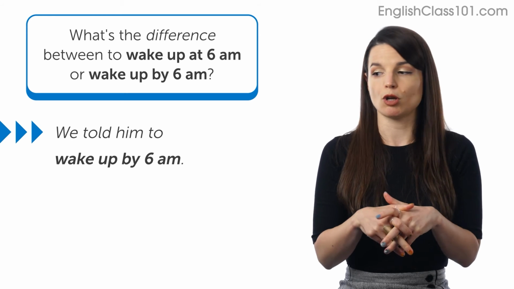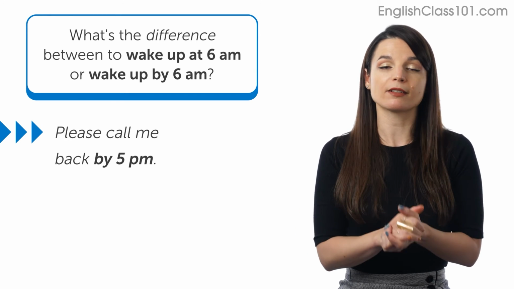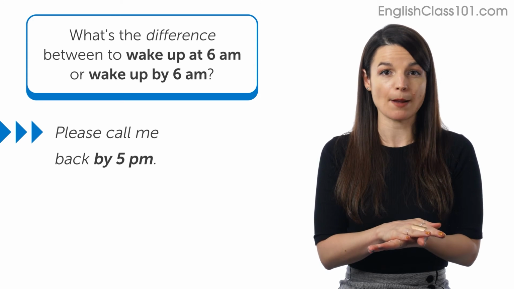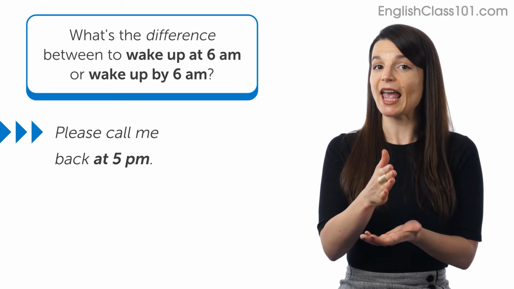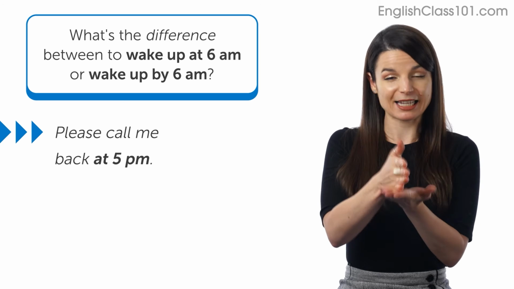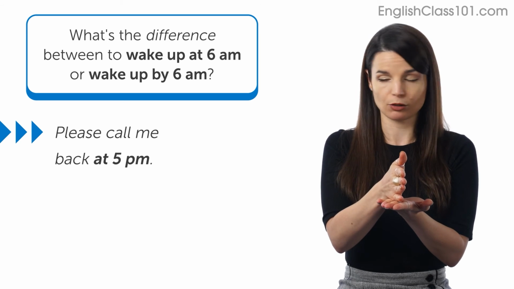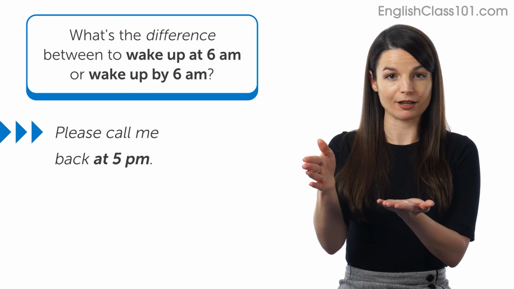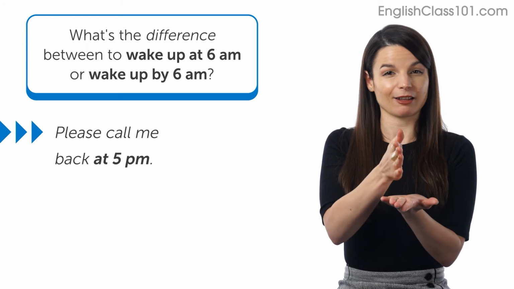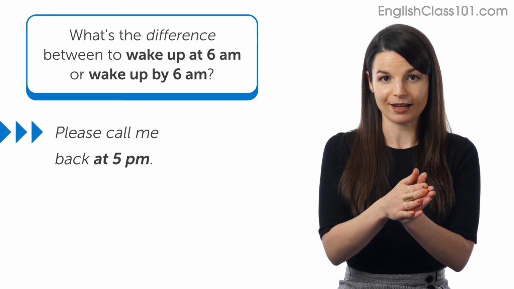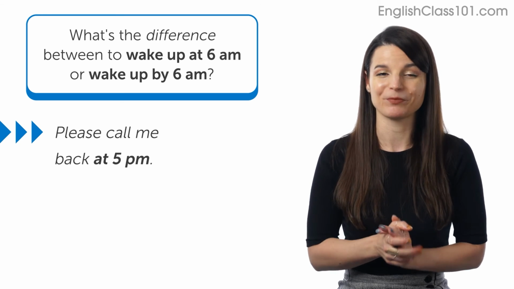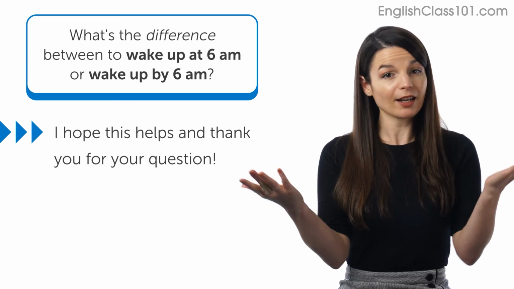So we could say, in other situations too, please call me back by 5 p.m. means any time before 5 is okay. Please call me back at 5 p.m. means exactly 5 p.m. So do not call me at 4 or 4:30 or 3. Call me at exactly 5. So this is the difference between at and by. It's a really good one to keep in mind. I hope that helps, and I hope that answers your question.